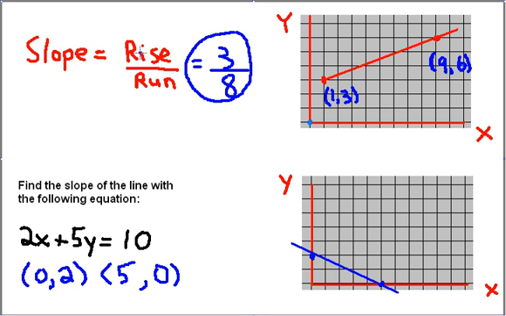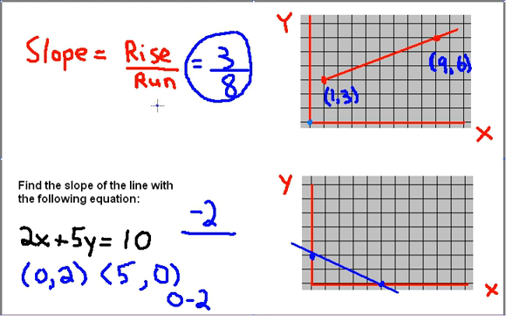To determine the rise, you take the y value of the second point and you subtract from it the y value of the first point. What is the y value of the second point? It's 0. And we subtract from that 0 the y value of the first point, which is 2. What does 0 minus 2 equal? It equals minus 2. So what is our rise? Our rise is minus 2.